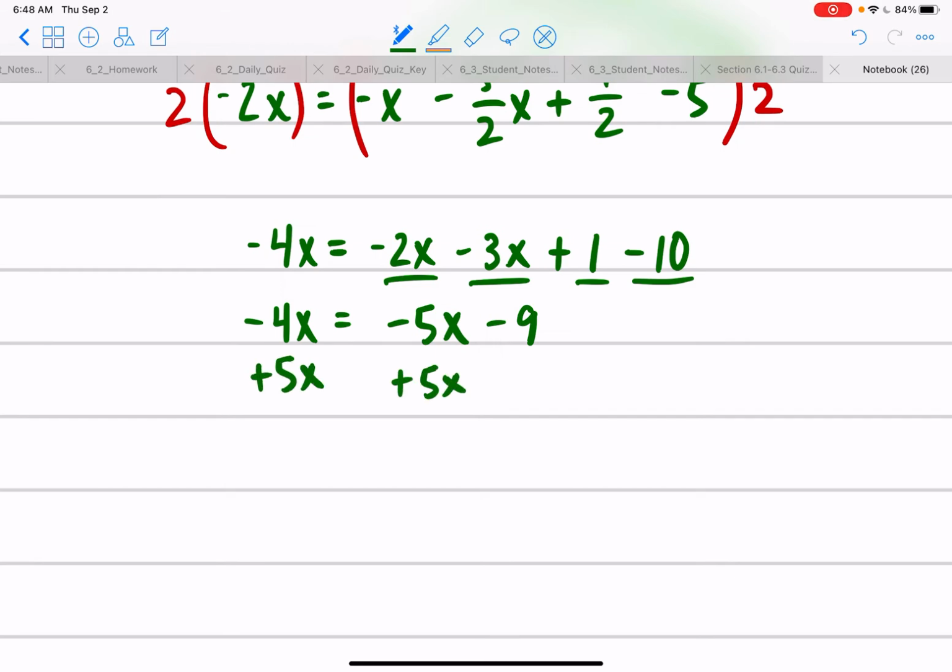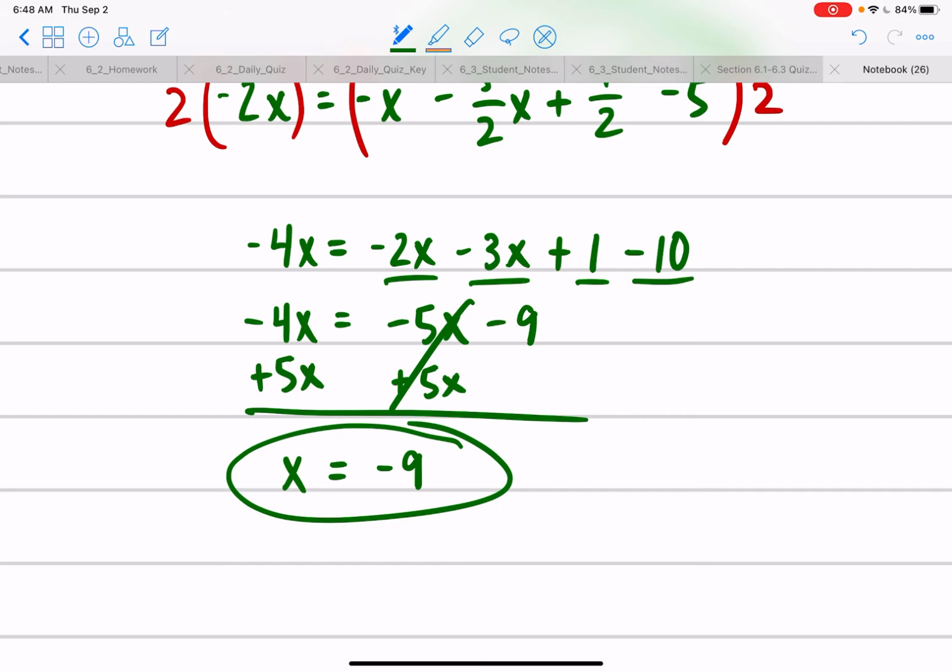And if I add 4x, I'm going to get a negative x over here. So I don't like that. So negative 4x plus 5x is 1x, and that's going to be equal to negative 9 because that cancels there. And negative 9 is the only thing left on the right side.